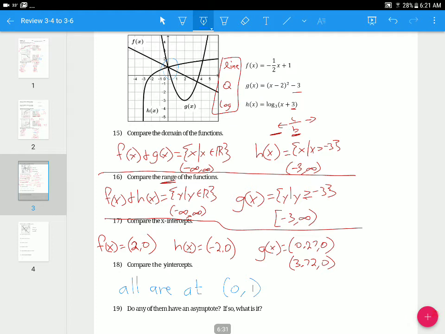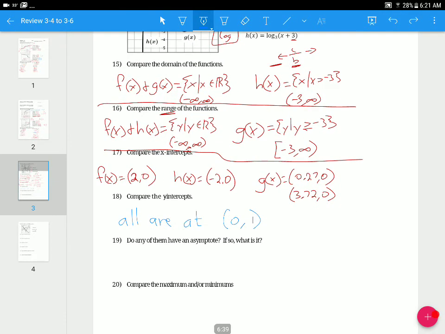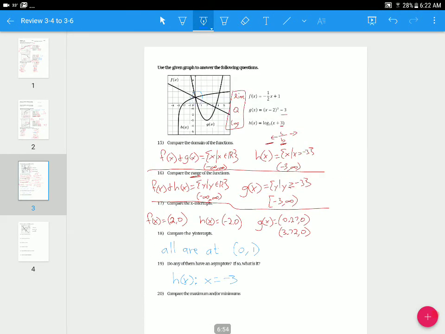Do any of them have asymptotes? Again, you can check your charts and notice that, nope, no asymptote, nope, no asymptote. Yeah, that one's got an asymptote. So h of x, and you can follow your chart, is at x equals negative 3. I got that from looking at the chart. Or remember, it's x equals c over b, where your c value is negative 3 and your b value is 1. Negative 3 over 1 is negative 3.